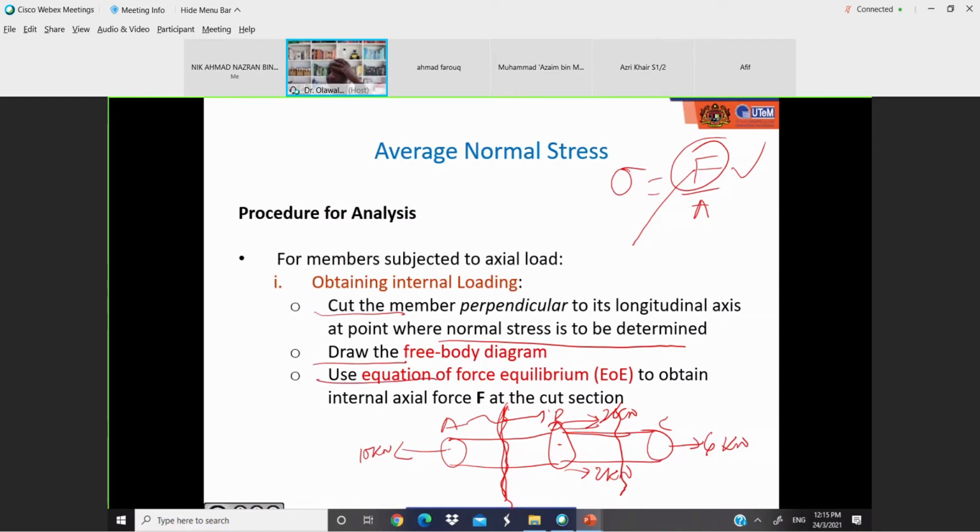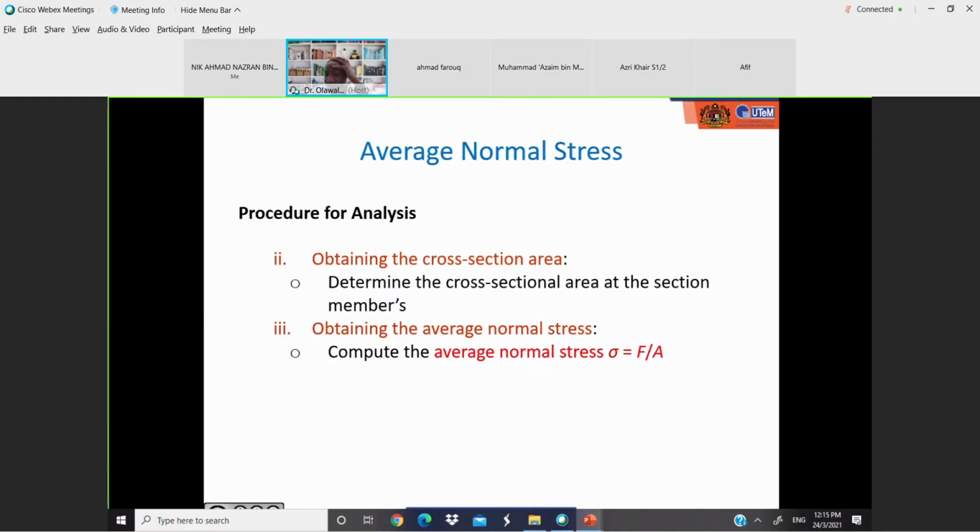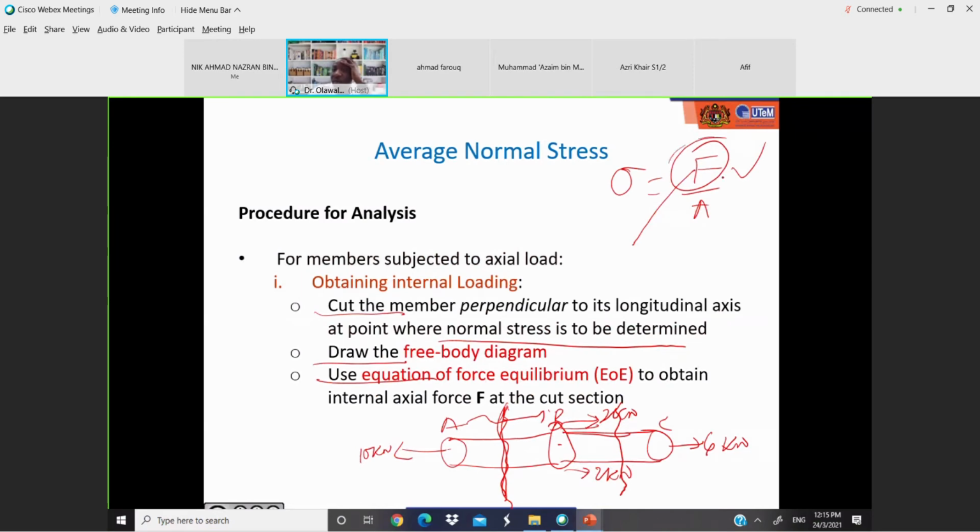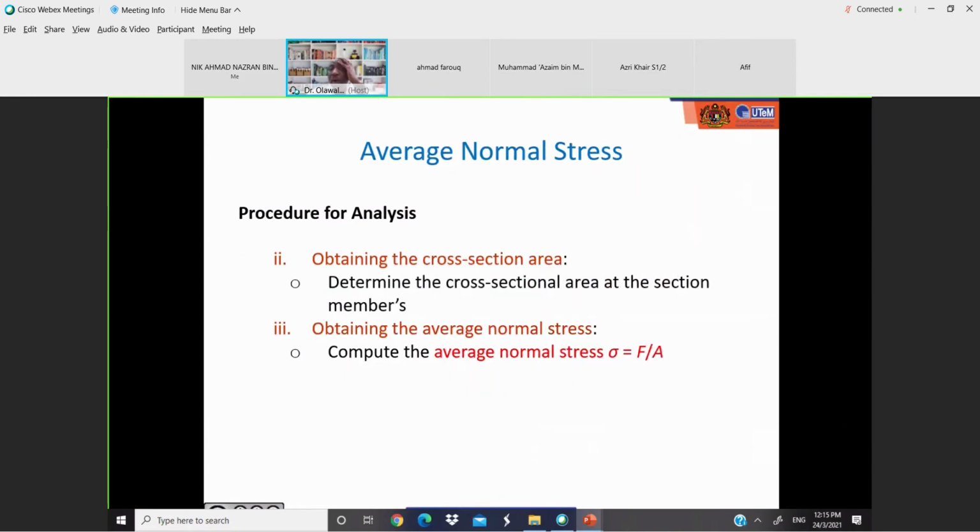Then step two, you need to calculate your area because now you know your force. You need to calculate your area. This is step one, this is step two. Step two, obtain the cross-section area. Determine the cross-section area at the section member. So you need to determine the cross-section area.